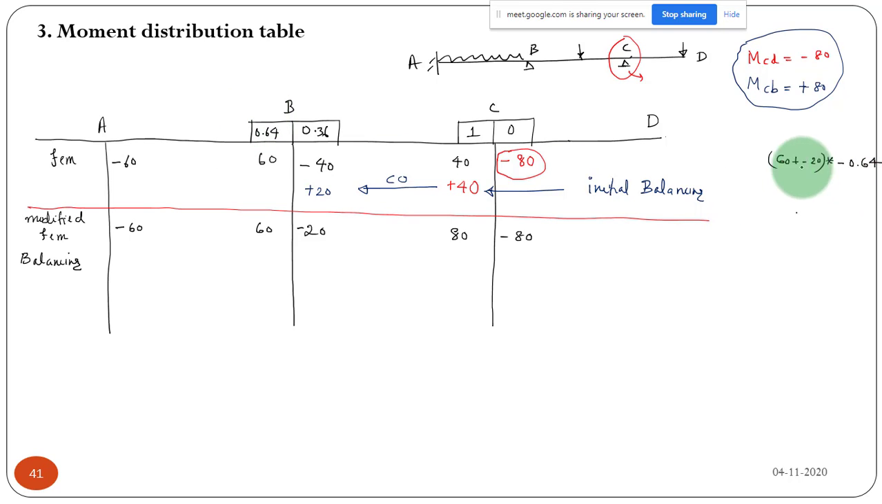If you do this calculation, you will get some value of moment, that is a distributed moment for the span BA. This is for span BA. Okay, so if you do this, you will get minus 25.6. So by looking at the distribution factor value, you know what the unbalanced moment is.